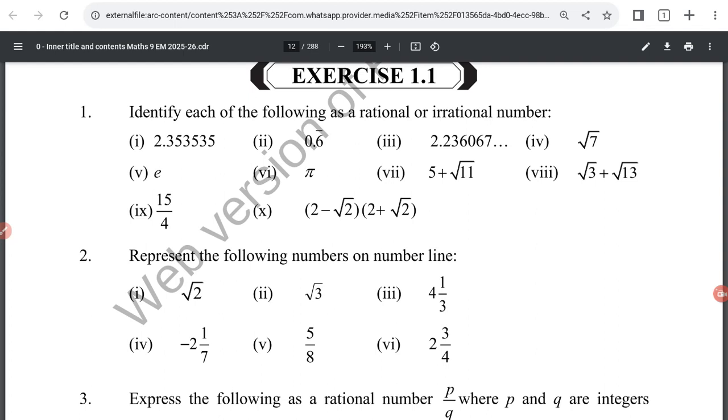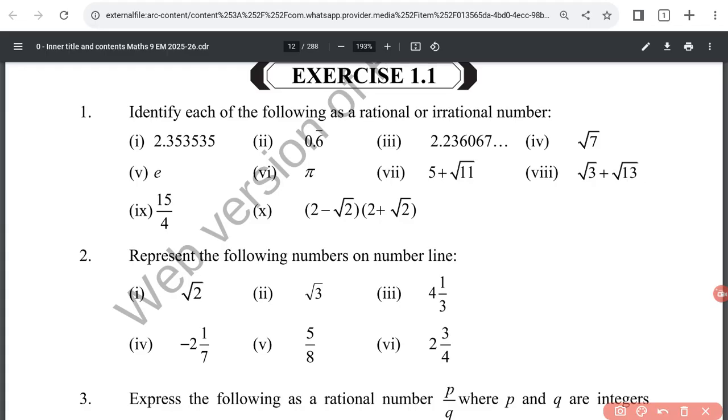Hello dear students, today we are starting exercise 1.1. So in this exercise the first question is: identify each of the following as rational or irrational numbers. So we have to identify whether these numbers are rational or irrational.